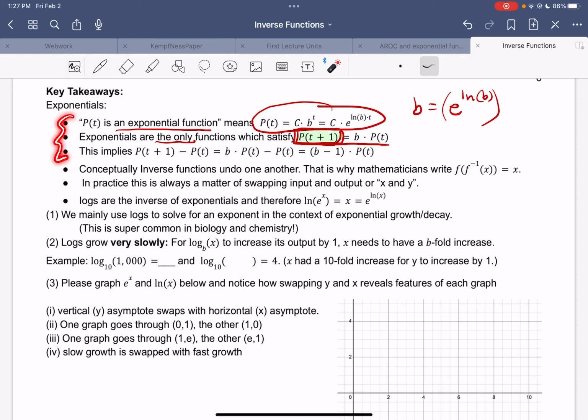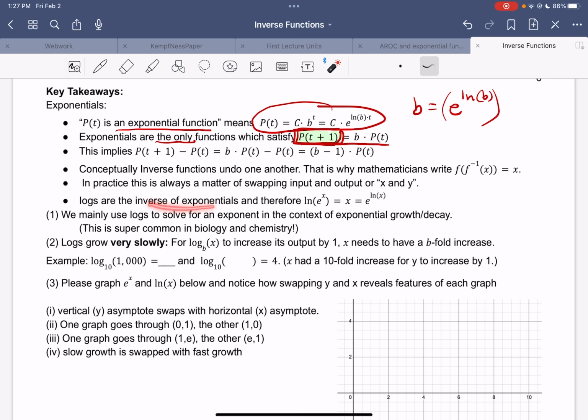So this is the group of what you should know about exponentials. And then, okay, inverse functions undo one another. All right, so that's what this is trying to say. And this is always a matter of swapping x and y. Understanding how these two things are the same, we'd have to think about it for a while and really work it out. But if you know how to find an inverse, then you sort of know what they do. That's plenty.